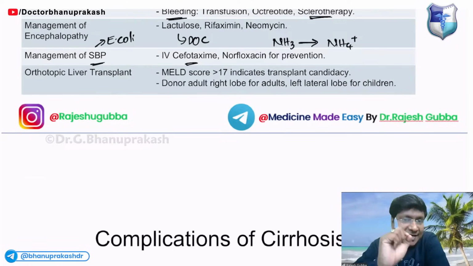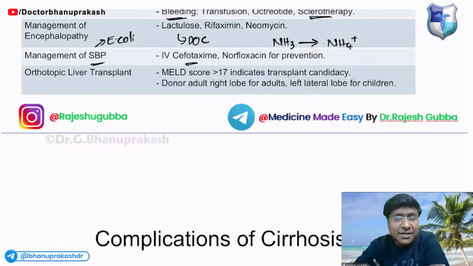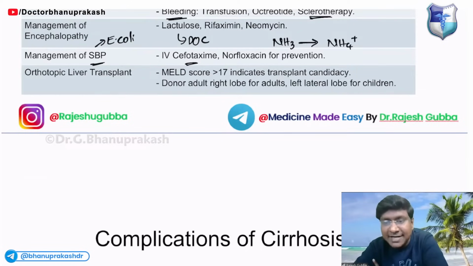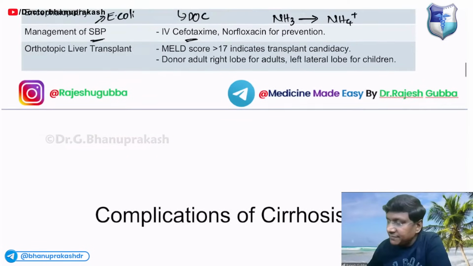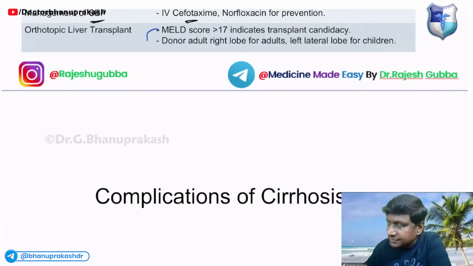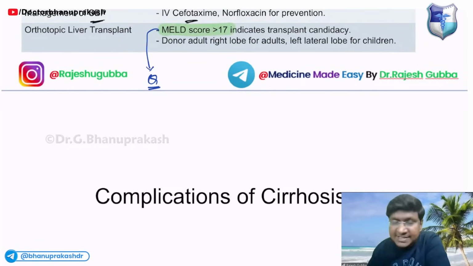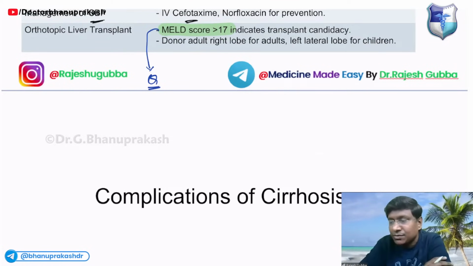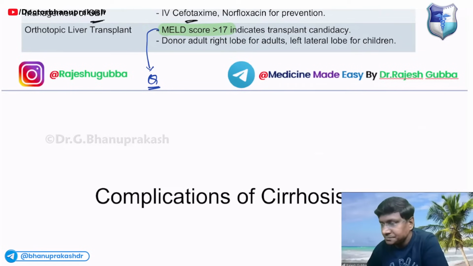Now, you should decide, in a patient with cirrhosis of liver, when you should do an orthotopic liver transplantation. This is a very, very important multiple choice question, guys. If the MELD score of the individual is more than 17, that is when you need to do the orthotopic liver transplantation. Done? Right. So that was about cirrhosis of liver.